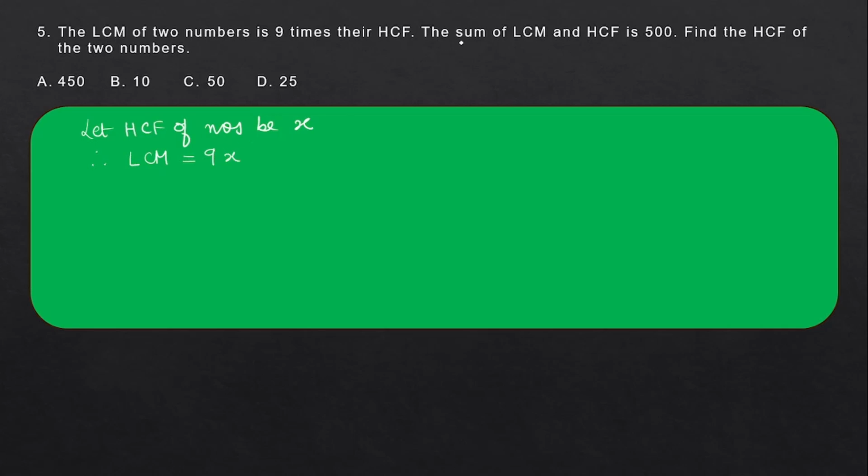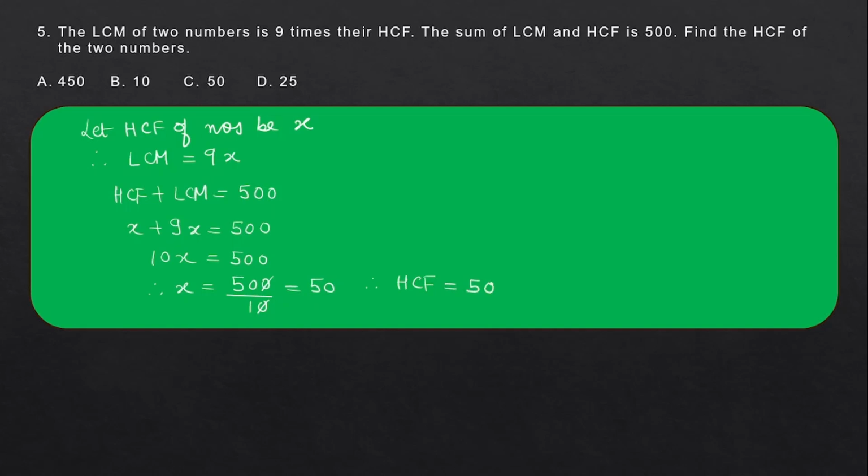Furthermore, what details are given? The sum of the LCM and HCF is 500. That is HCF plus LCM. This is given as 500. Substitute the values. x plus 9x is 500. x plus 9x becomes 10x, which is 500. And therefore, x becomes 500 by 10. Here 10 is getting multiplied to x, so when the 10 is brought to the other side, it gets divided. The value of x is 50. Therefore, the HCF is x, therefore the required HCF is also 50. My required answer is option number C, which is 50.